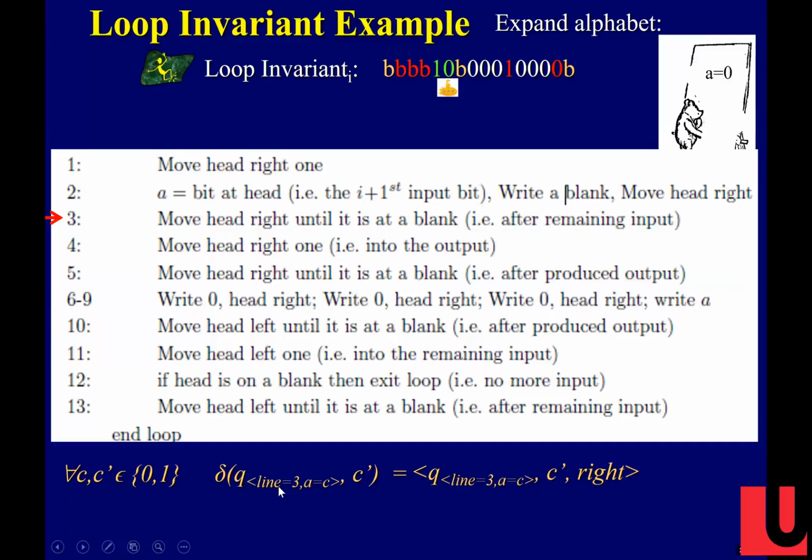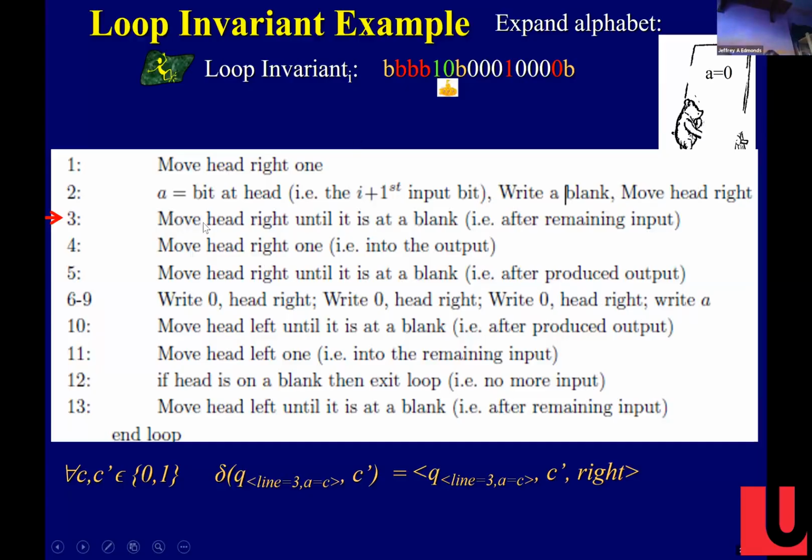Now I'm at line 3, and A is still 0. So I'm in the exact same state. But now I'm reading a C prime that's no longer a 1, it's a 0. What should I do? Oh no, sorry. It's not a 1, it's a 0. I'm reading a 0. What do I do?